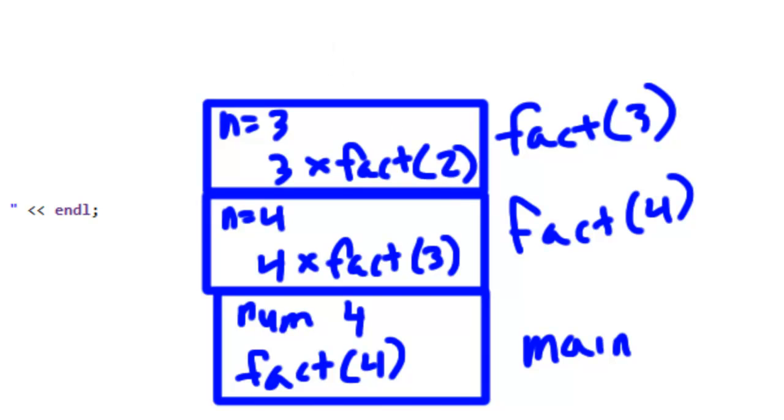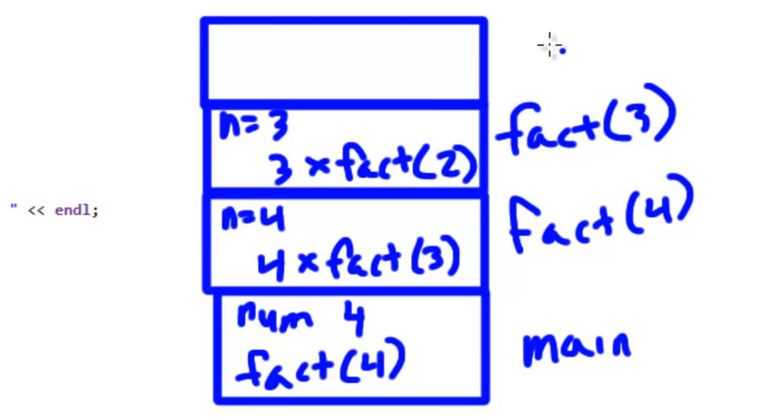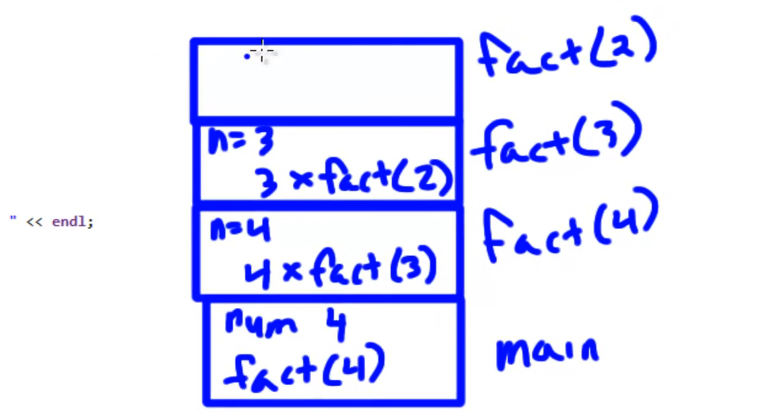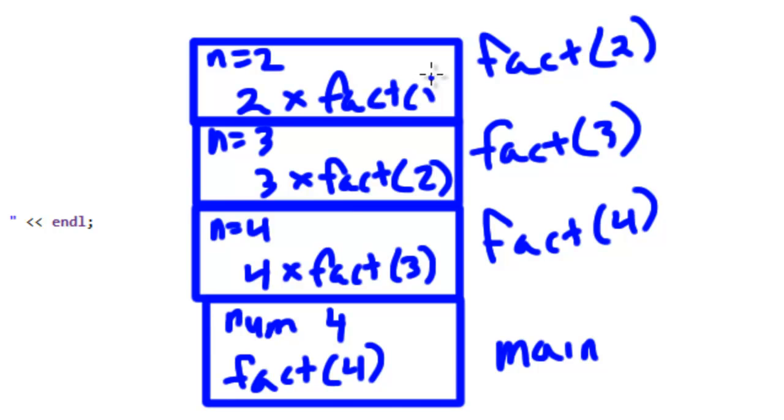So we get another stack frame being pushed onto our call stack. This time it's for fact of 2. So we call fact of 2, and then n would be equal to 2. So 2 is not 0, so we're not in our base case. And we want to return 2 times the fact of 1 this time.